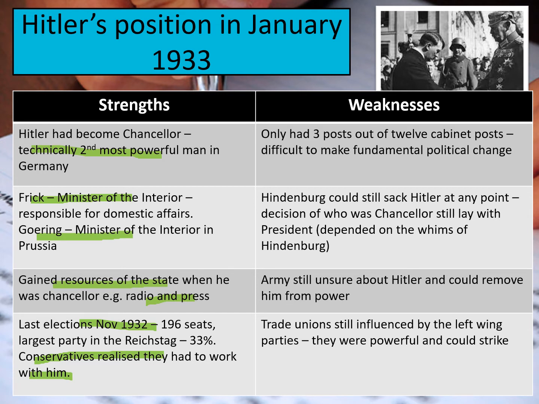So in terms of the weaknesses, the conservative elites, people like Papen and Hindenburg, believed that they would be able to push Hitler into a corner so much that he'd be squeaking like a mouse, because they thought that he was politically inexperienced, and they also thought they could control him because the Nazis technically only had 3 posts out of the 12 cabinet posts available. Therefore, they believed it was going to be very difficult for them to make fundamental political change when there was such a limited amount of Nazis in the cabinet.